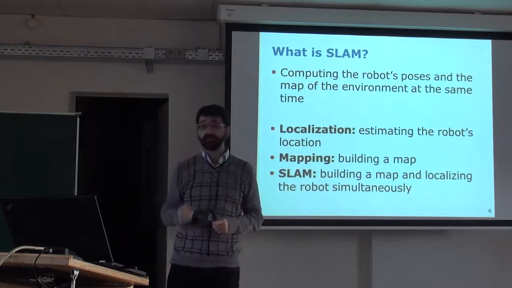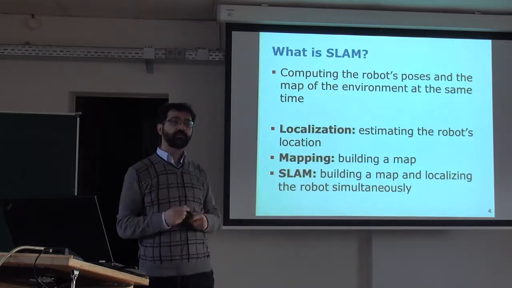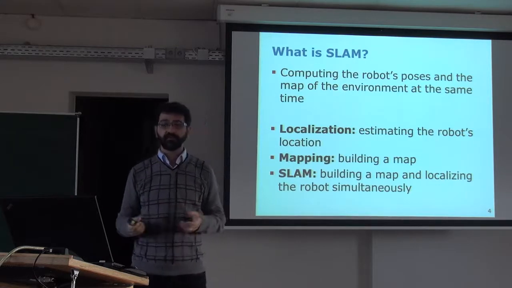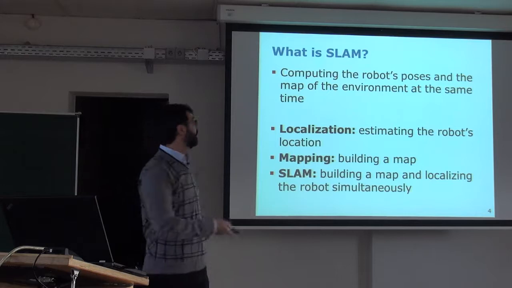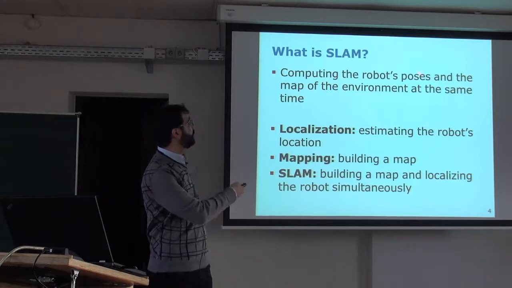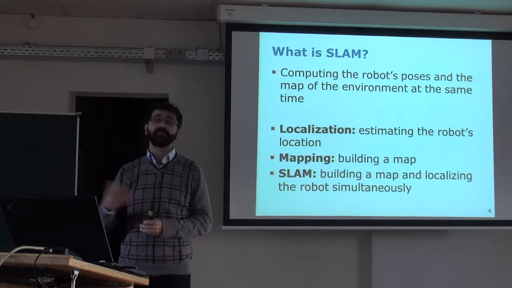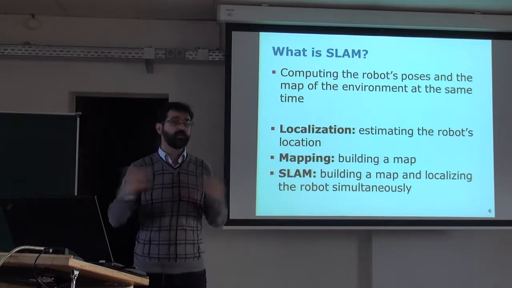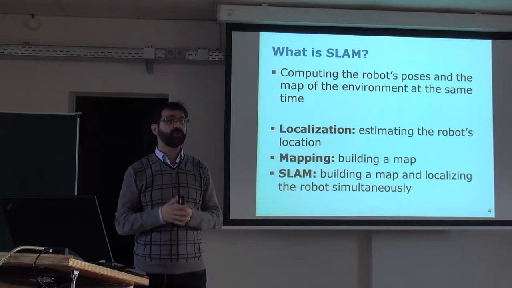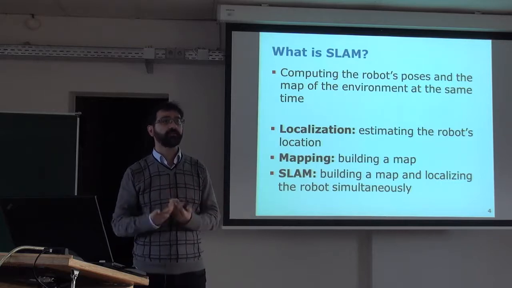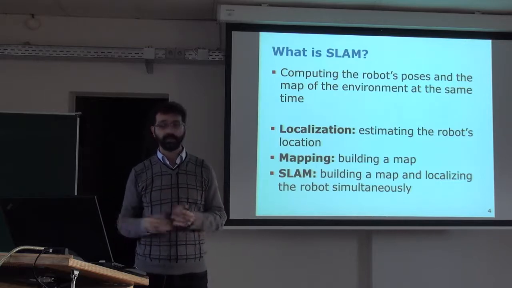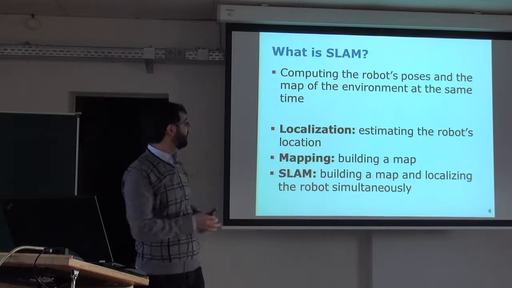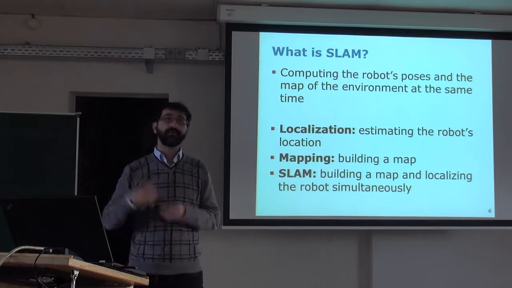So what is the specific problem that we are addressing here? What is the SLAM problem? As I said before, this is defined as computing the robot's poses and the map of the environment at the same time. So you can imagine that you bring the robot here, you turn it on, it knows nothing, and it goes around and tries to figure out where it is and at the same time how the environment looks like.